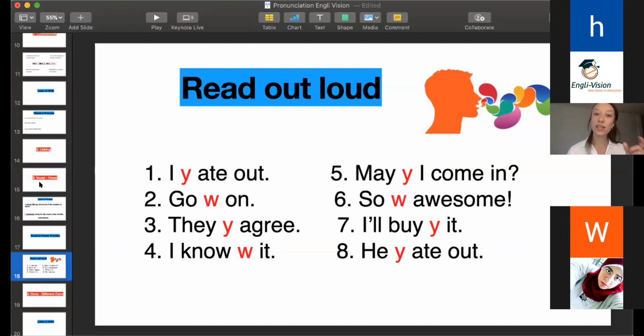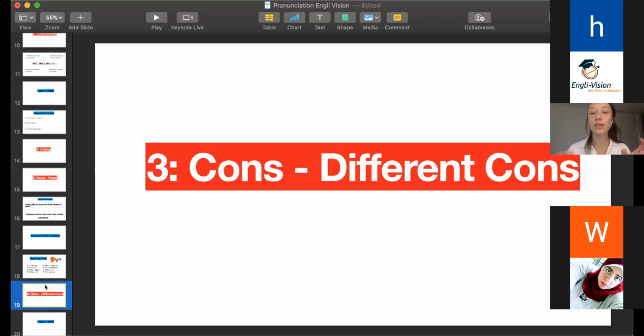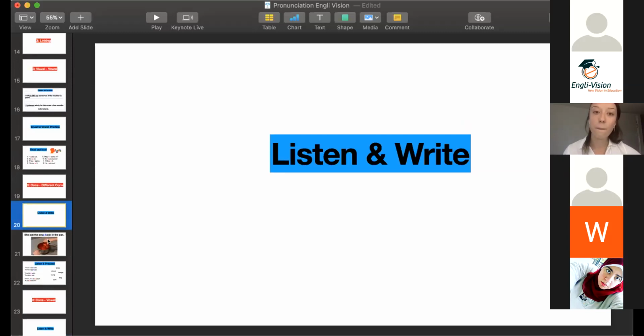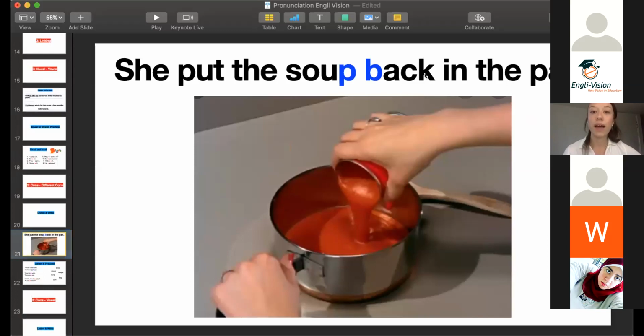So that's the first type of linking, vowel to vowel sounds. Second type, consonant to consonant sounds. They link together as well. I'm going to read a word and then I will read the word in a sentence. I want you to write down what you can hear from my speaking. Soup back. She put the soup back in the pan.